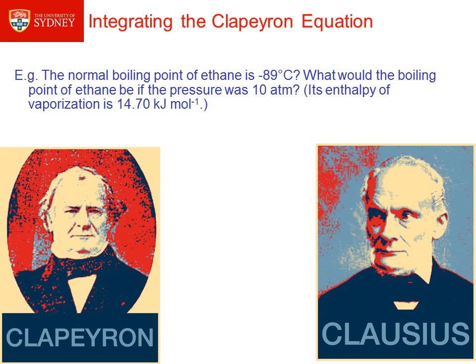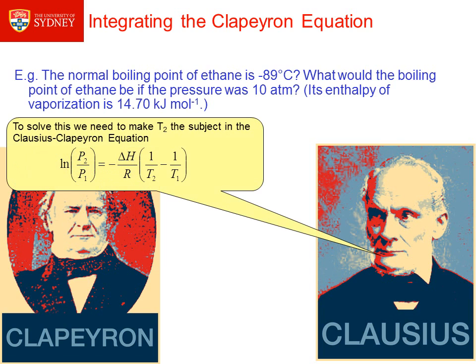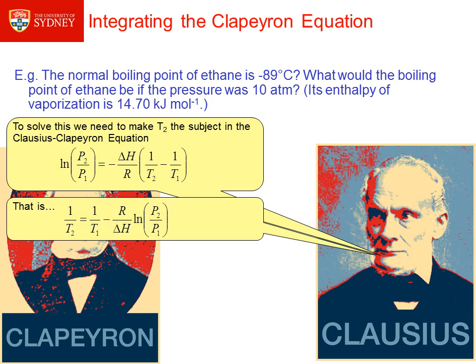Let's take an example. The normal boiling point of ethane is minus 89 degrees C. What would the boiling point of ethane be if the pressure was 10 atmospheres? Now, its enthalpy of vaporization is 14.70 kilojoules per mole. To solve this, we need to make T2 the subject in the Clausius-Clapeyron equation. That is, 1 over T2 is 1 over T1 minus R over delta H times log of the ratio of the final to the initial pressures.